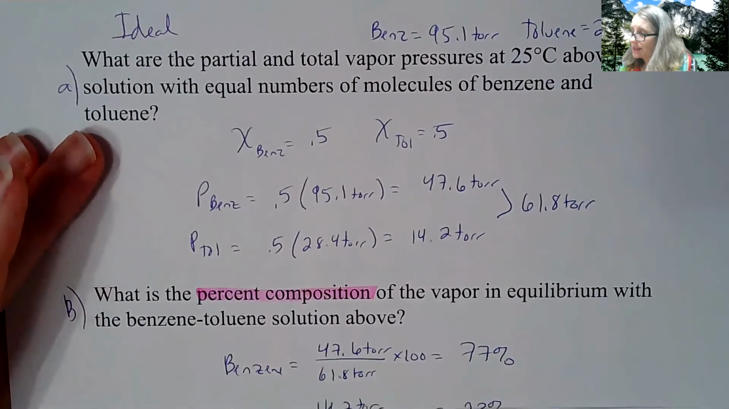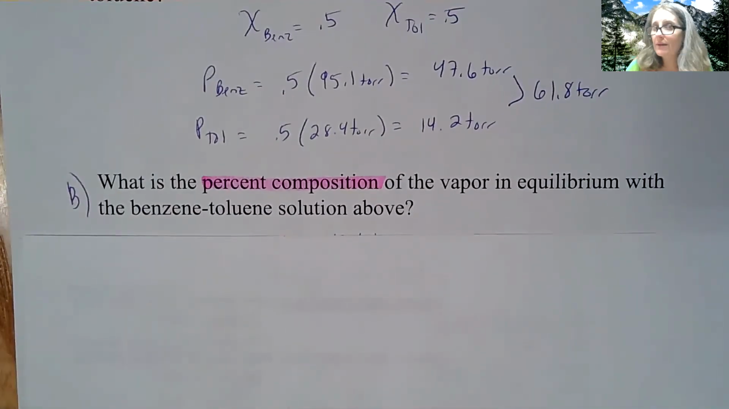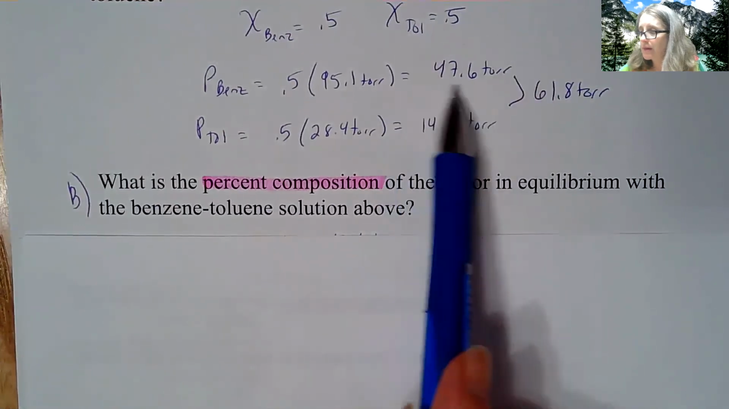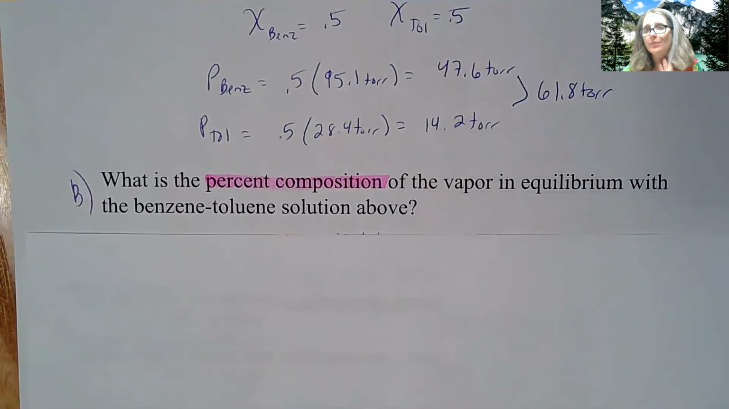So then I would say this is part B. What is the percent composition of the vapor in equilibrium with the benzene toluene solution above? So this is talking about the vapor itself. How much of it is benzene, how much of it is toluene, okay? Now you could infer, because benzene is more torrs than the toluene, that you would have a higher percentage for benzene than toluene. You should prove that.